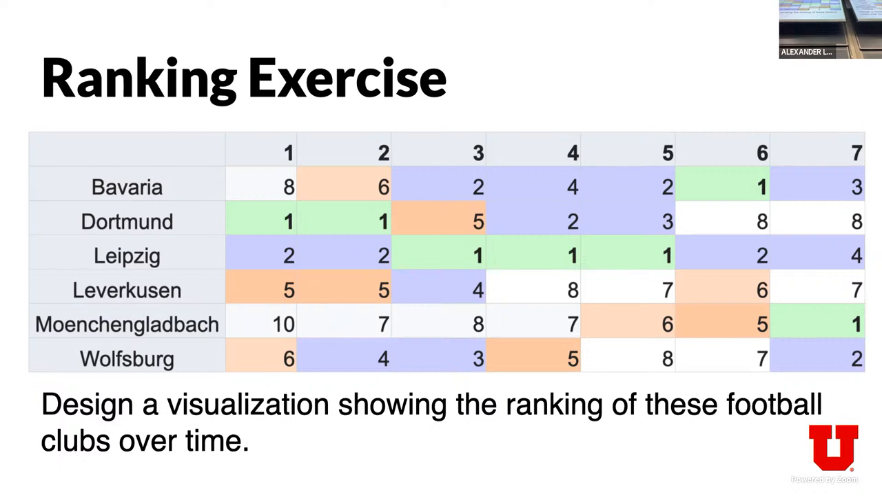Cool. Well, this is a simple problem, right? And still, there's a lot of design variation that we come up with. And rankings are something that we often have to deal with, right? Why do you think generally rankings are so important to us?